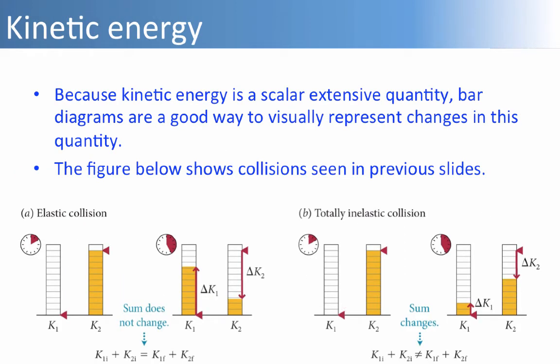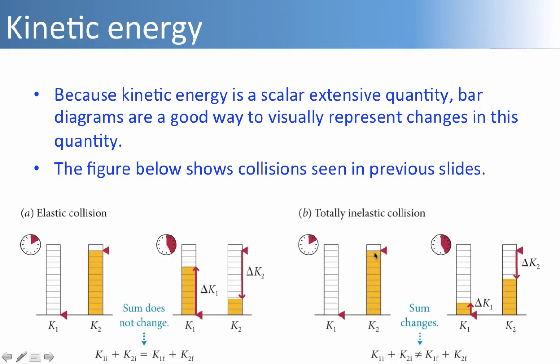So kinetic energy is a scalar quantity, and that means it doesn't have a direction, it just has a magnitude. So we can use bar diagrams to show what's happening to changes in the kinetic energy. In a collision that's elastic, you might start with some initial kinetic energy in one object, and then afterwards you have some kinetic energy distributed between the two, but the total must be equal to the first amount of kinetic energy. For inelastic collisions, that actually wouldn't quite be the case.